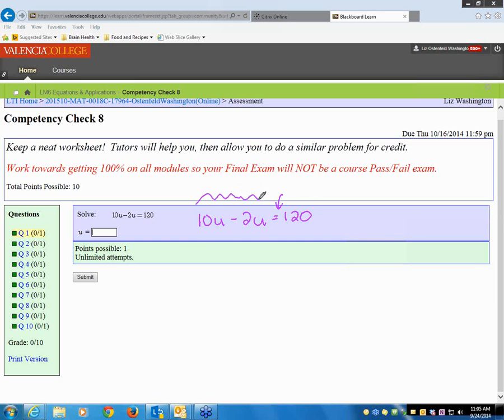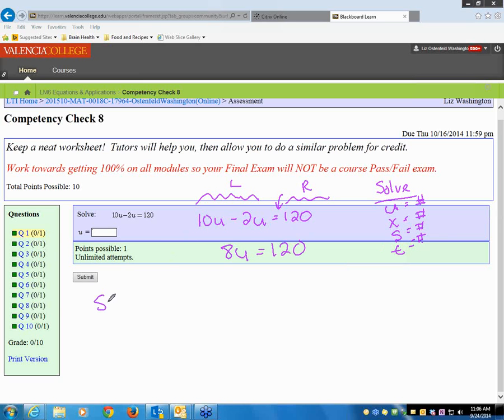That means I need to simplify the left and the right side of the equation as much as possible before I actually start solving. And solving means to get the variable, whether it's a u or an x or s or t, it doesn't really matter. We want that variable all by itself, and we want everything else on the other side. That's how we know we're done solving, right? So I can see on the left-hand side that I need to simplify this expression, 10u minus 2u, and this gives me 8u equals 120.